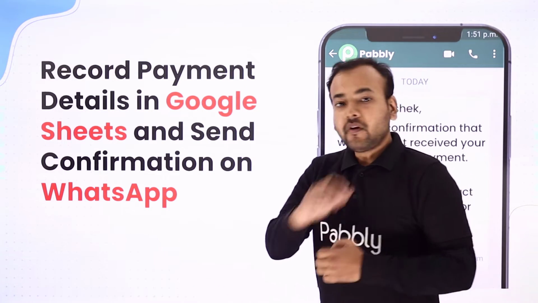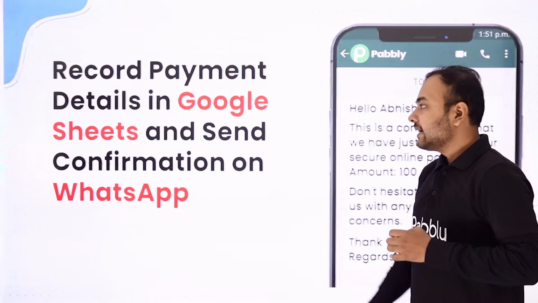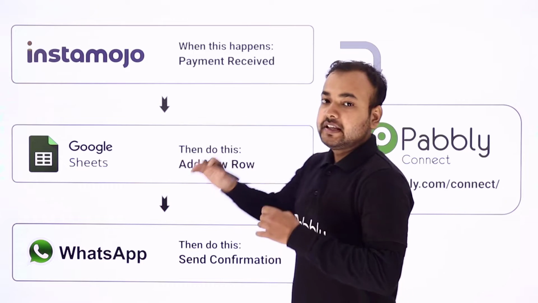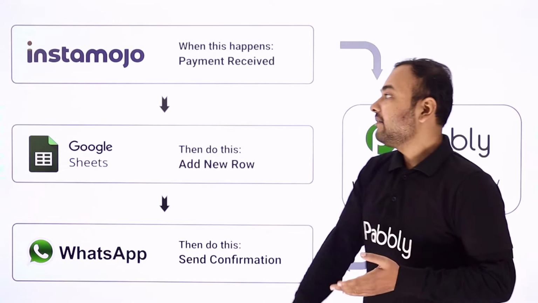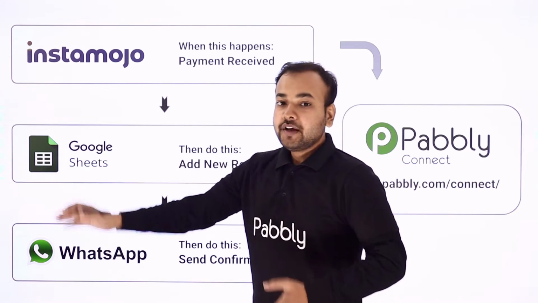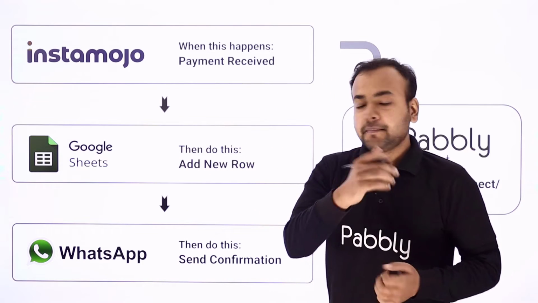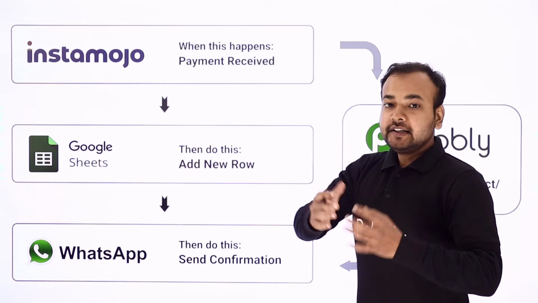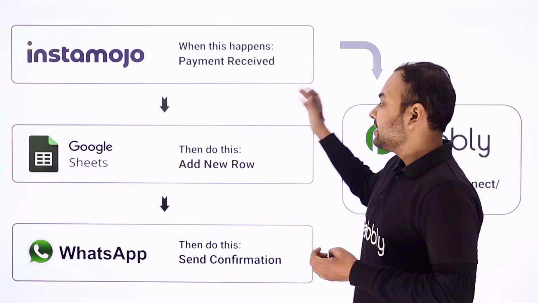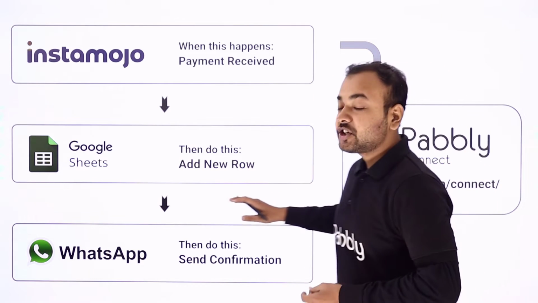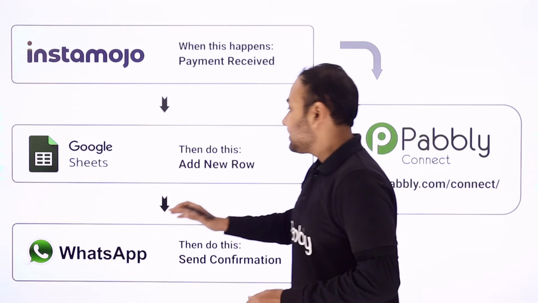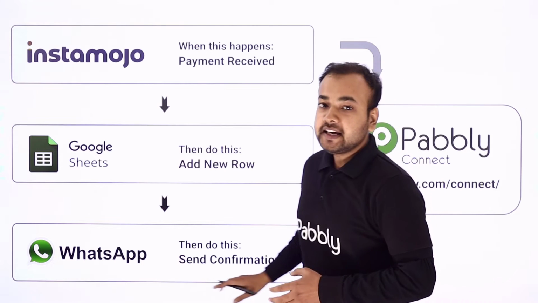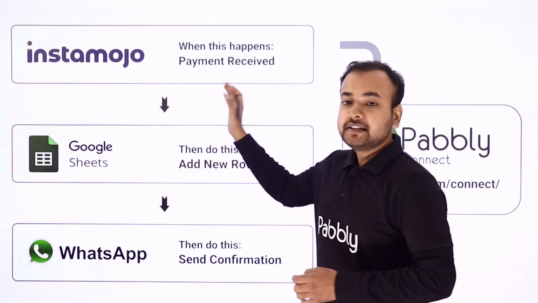And the flow of our automation will look something like this. Let me show you. So guys, whenever we receive a payment with any of our payment links, here we have taken the example of Instamojo, which is a payment gateway application to create a payment link. As and when you receive a payment, the details of the payment and the customer will be saved in a new row in Google Sheets automatically. And the WhatsApp confirmation message will get automatically delivered to the person who made the payment.